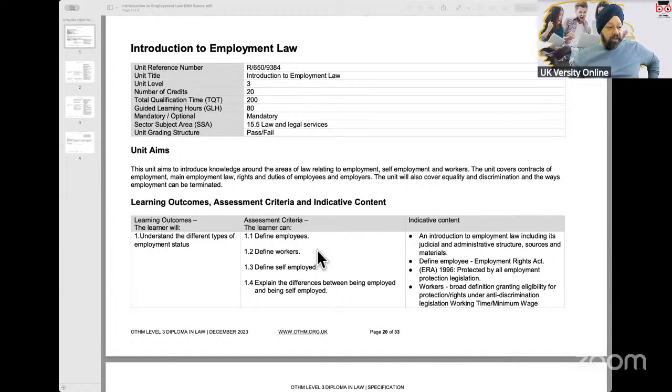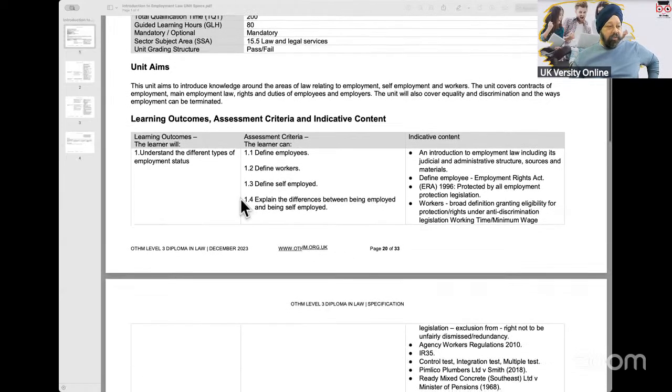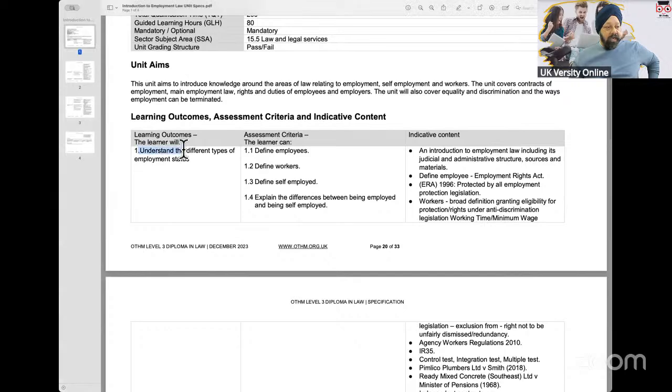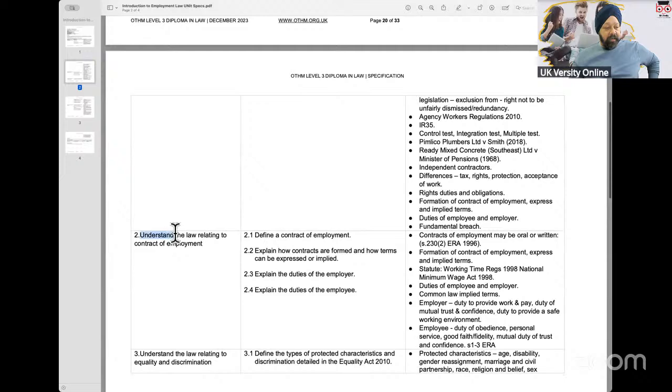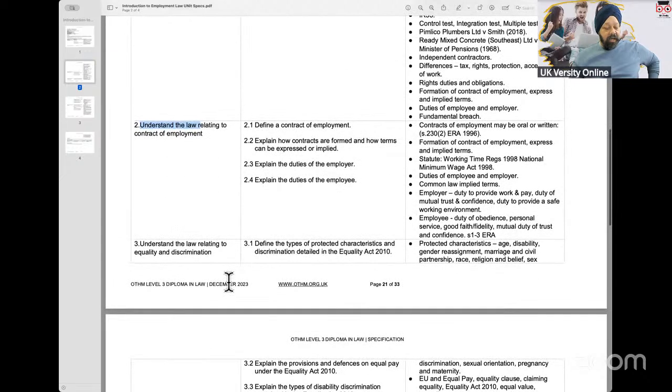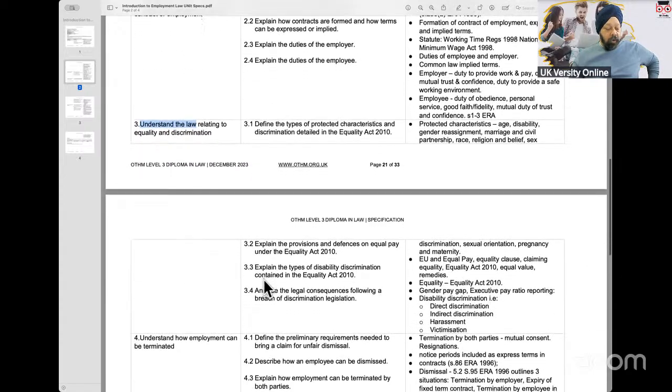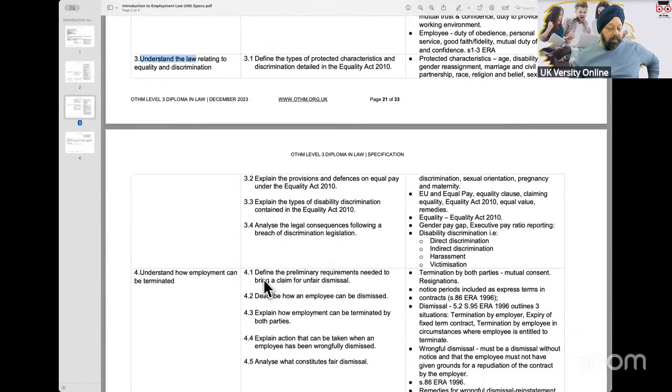Now, this first learning outcome has 4 assessment criteria. Most of the unit, as you would see, is looking at understand. That means this is a theoretical unit. There is no practical application required in terms of either creating a contract or drafting an employment contract. It is mostly going to be related to building your knowledge and understanding in terms of what employment law is and how it works within a particular context.